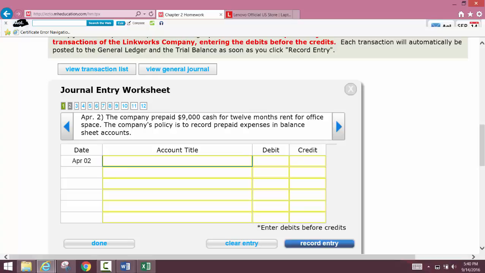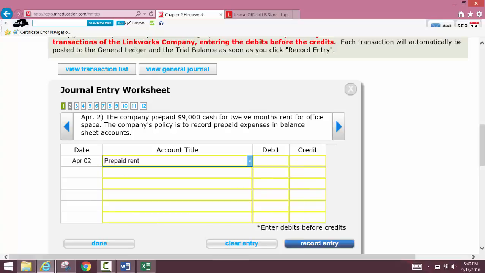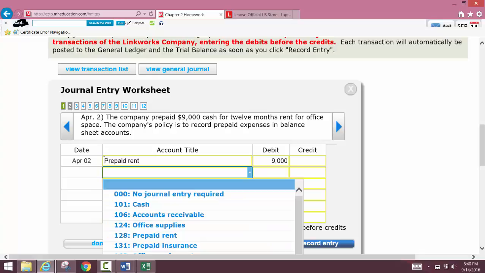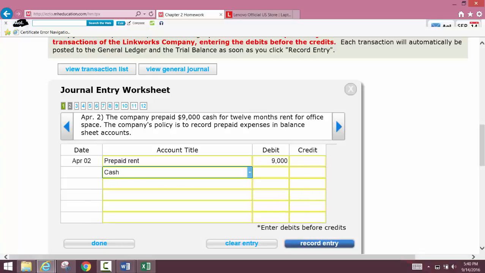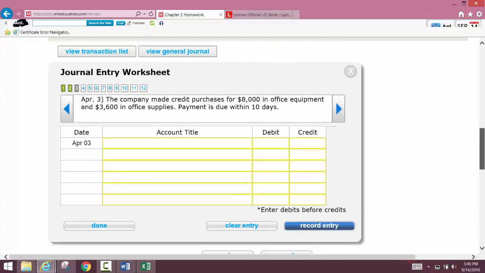So I go ahead, I click on here. Do I have a prepaid rent? There it is. Prepaid rent was what? 9,000? That's an asset, right? And of course, I had to pay the person what? Had to pay them cash, 9,000. I credit my cash because that asset is coming down, right? Okay, good. I go ahead and record that entry, right?